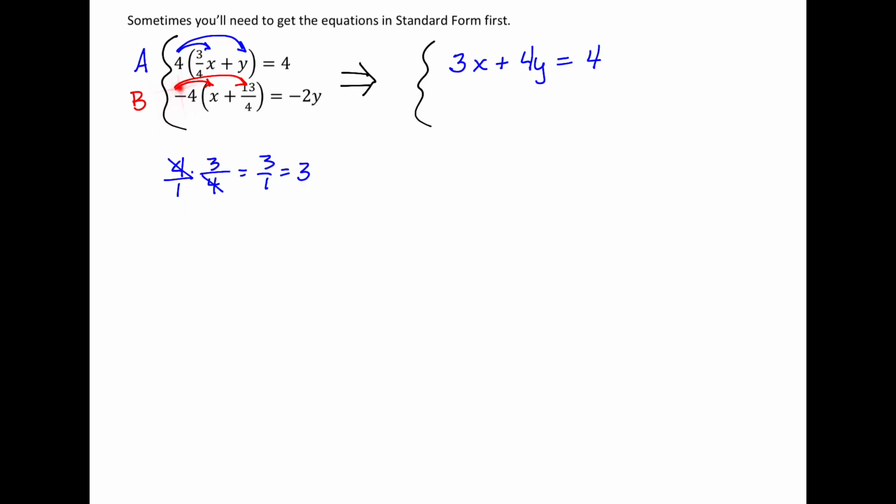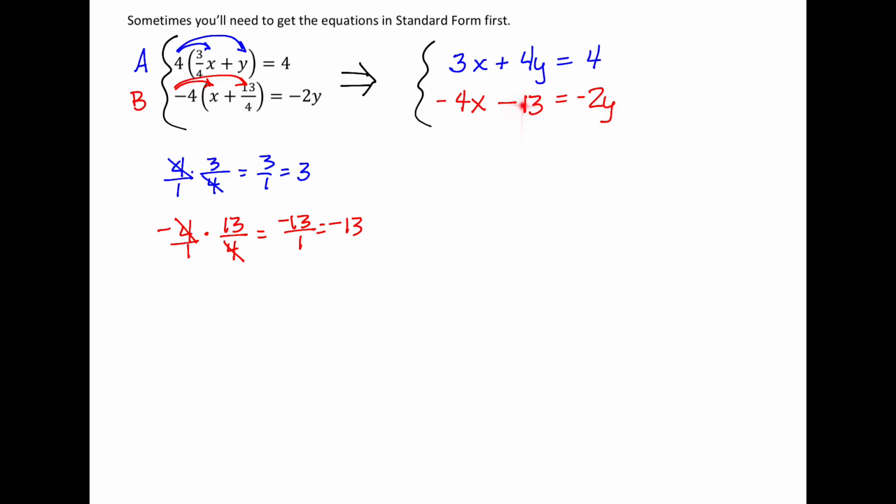Okay, on B, I'm going to go negative 4 times 4x. Try it again. Negative 4 times x is negative 4x. Now negative 4 times 13/4. Whole numbers get put over a 1, and now those cancel. So I get negative 13 over 1, which is just negative 13. So that comes up here, and that's equal to negative 2y.